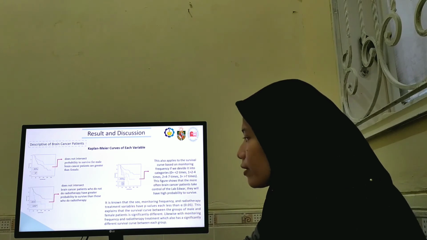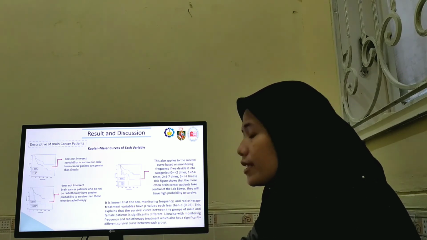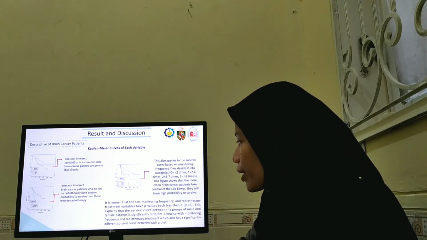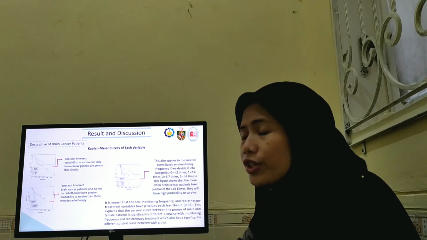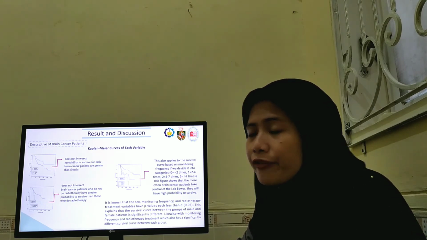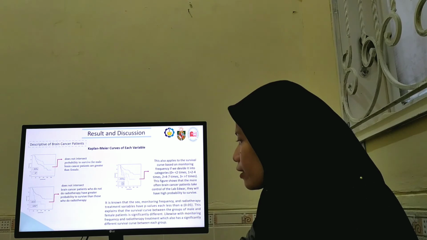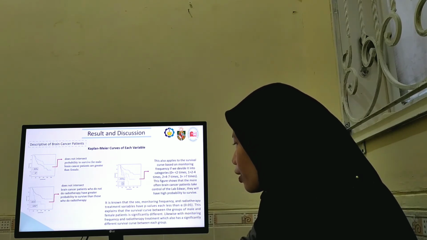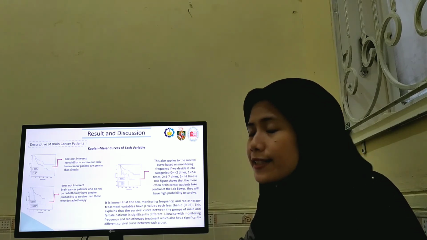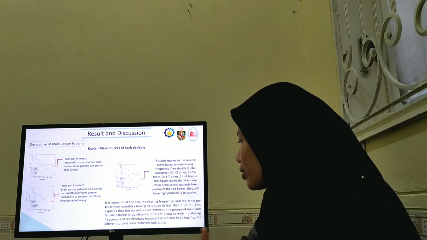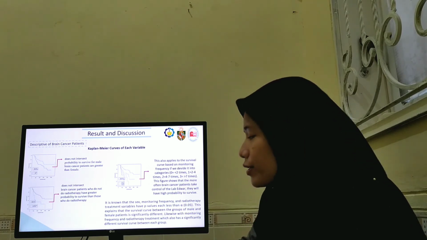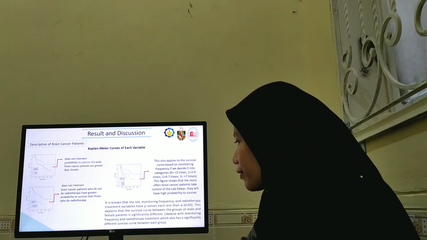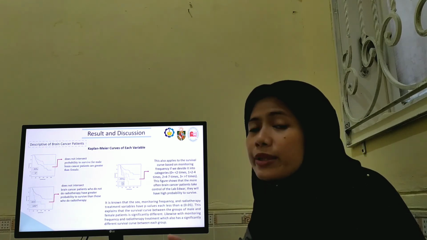It is known that the sex, monitoring frequency, and radiotherapy treatment variables have p-values each less than the significance level. This explains that the survival curve between the groups of male and female patients is significantly different, likewise with monitoring frequency and radiotherapy treatment, which also have significantly different survival curves between each group.